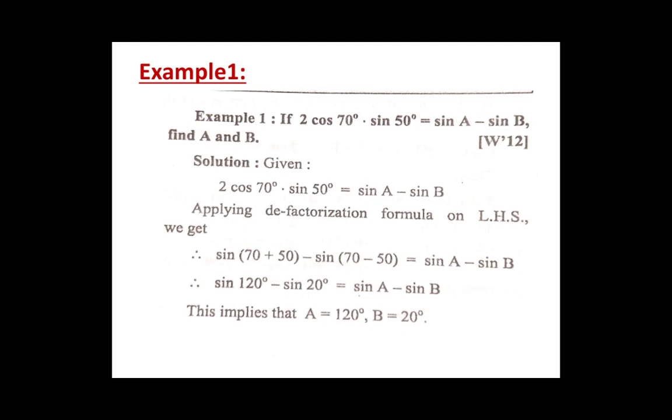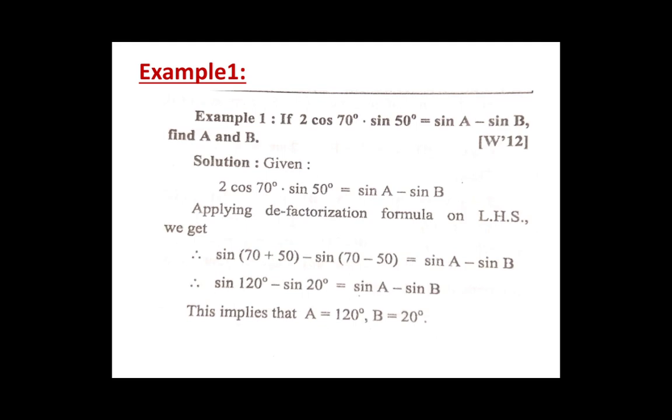So class, the first defactorization formula is 2 sin a cos b, that is equal to sin(a+b) + sin(a−b). The second formula was 2 cos a sin b, that is equal to sin(a+b) − sin(a−b). The third formula was 2 cos a cos b, that is equal to cos(a+b) + cos(a−b). And the fourth formula was 2 sin a sin b, that is equal to cos(a−b) − cos(a+b). Now let us see the examples.